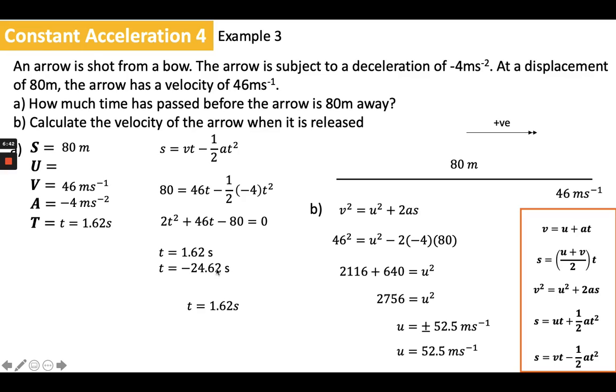So in this case, this negative 24.62 seconds is quite difficult to really understand. Okay. But it is an answer to the question, given that the model does not understand that time only goes forward. So the key thing we have to know is that because time goes forward, I can just ignore that and go for positive straight away. For part B, I've got plus or minus, because if I square root something, both are valid answers.